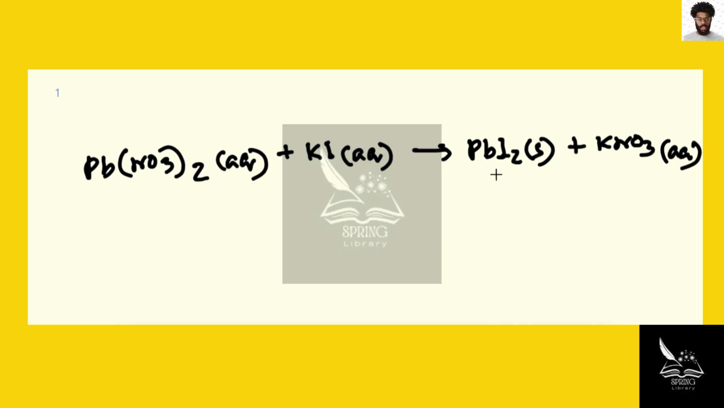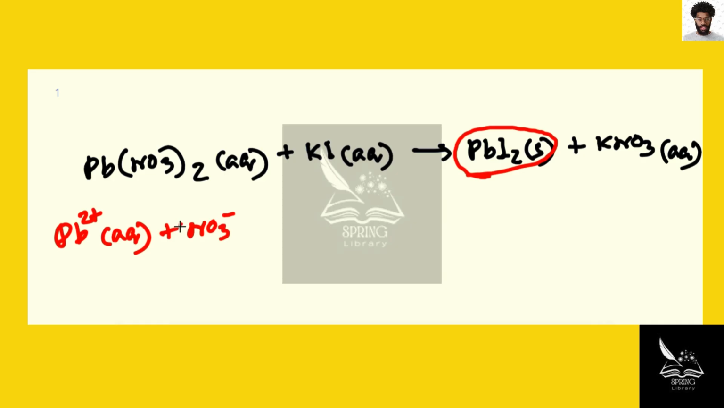Since lead iodide is in the solid form, it will be precipitated as a solid, and that's why it is called a precipitation reaction. Now if we write down the total ionic equation, all the aqueous substances will be dissociated into ions. That means we'll have Pb2+ aqueous, 2 NO3- aqueous, and then K+ aqueous, and I- aqueous.